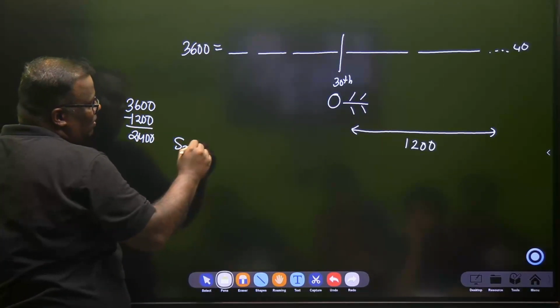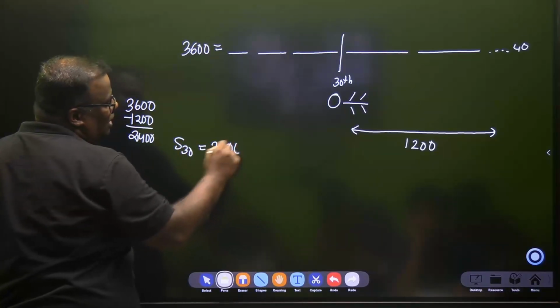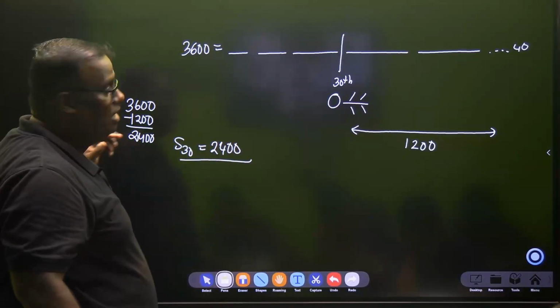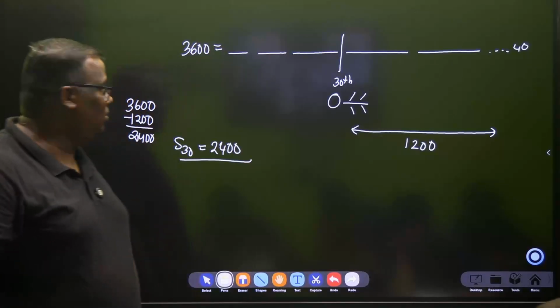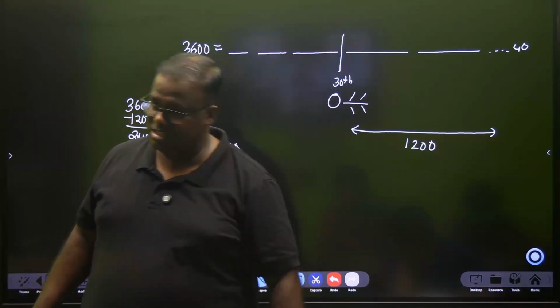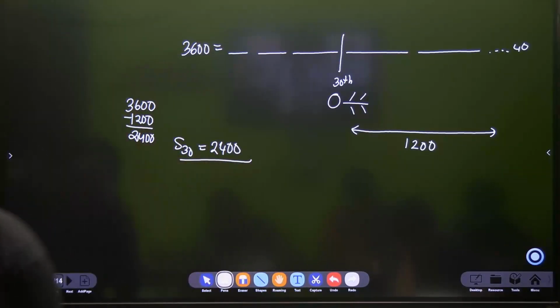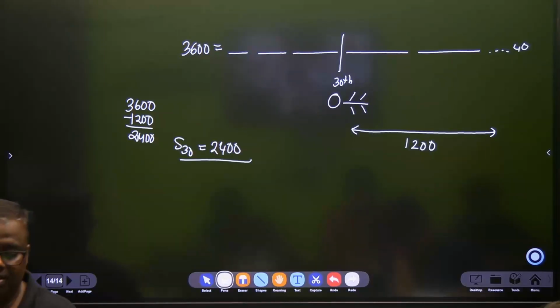S30 is equal to 2400. This is given to you. And S40 is equal to 3600. Now you find out how many our friend gave. So all you need to find out is what the first installment was and what the common difference is. Very easy.